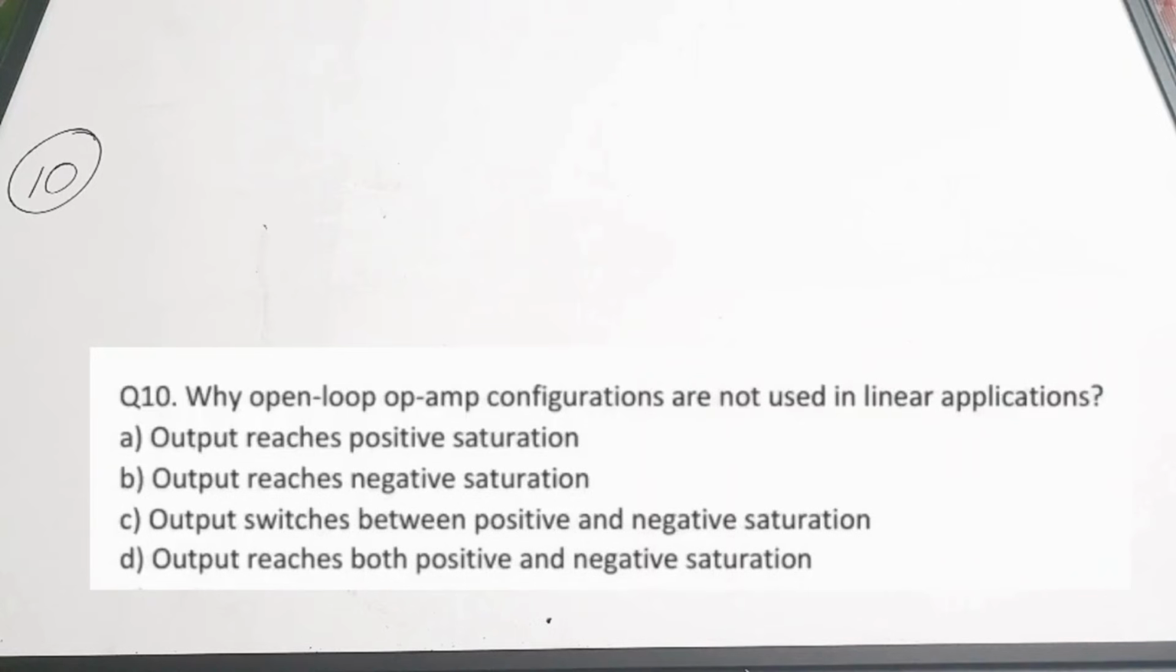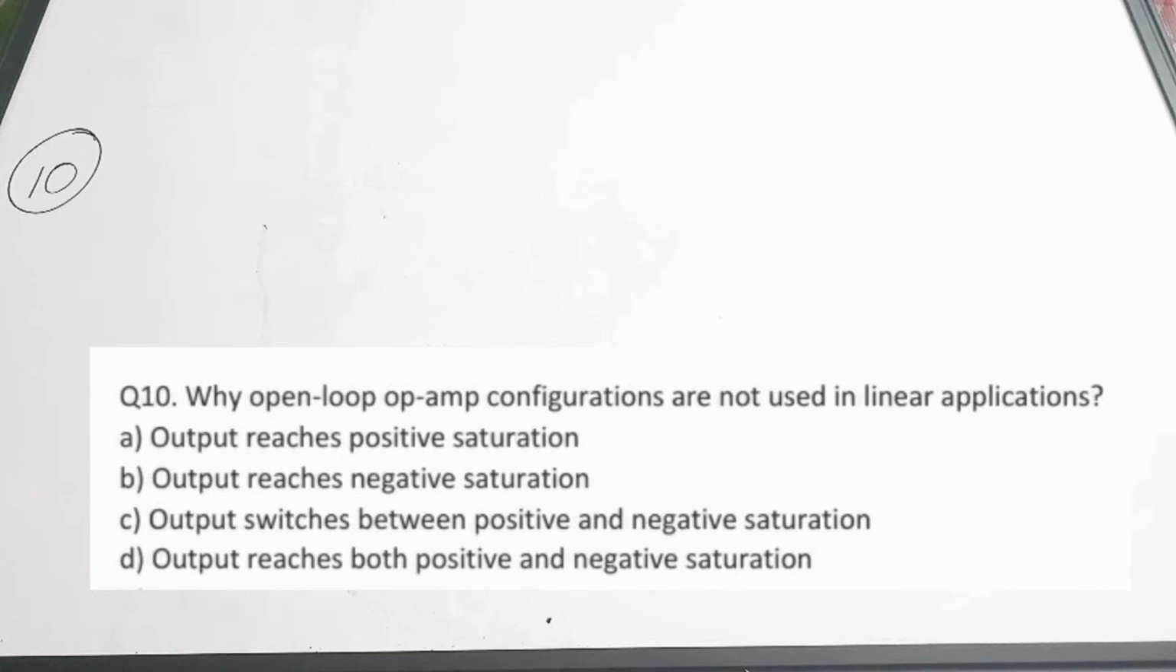The 10th question is, why are open loop op-amp configurations not used in linear applications? A. Output reaches positive saturation. B. Output reaches negative saturation. C. Output switches between positive and negative saturation. D. Output reaches both positive and negative saturation.